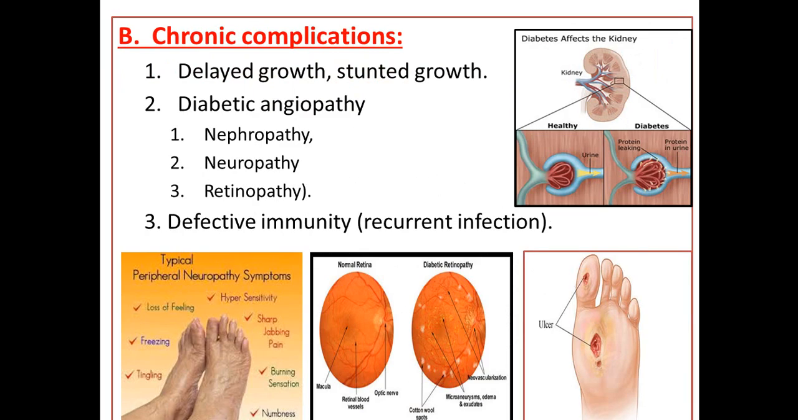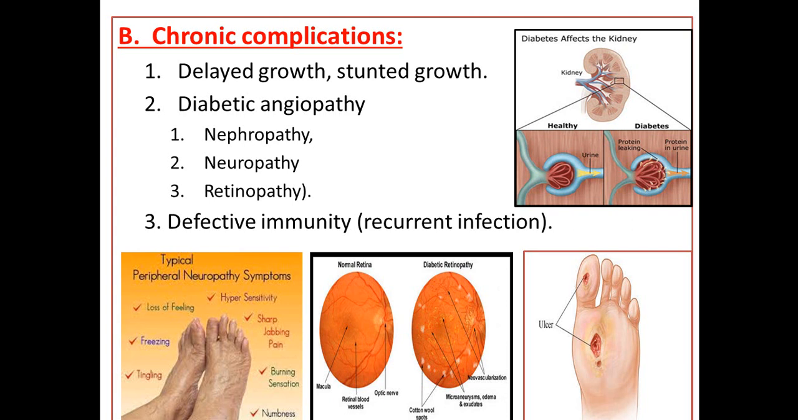What about the chronic complications? First of all, as we said, there is delayed growth and stunted growth. It is a chronic disease. It affects the growth of skeletal muscle, protein deposition, and the fat. Also, there is diabetic angiopathy, macro and micro angiopathy, and they result in nephropathy, neuropathy, and retinopathy, and in blindness, which is a very common cause of blindness.